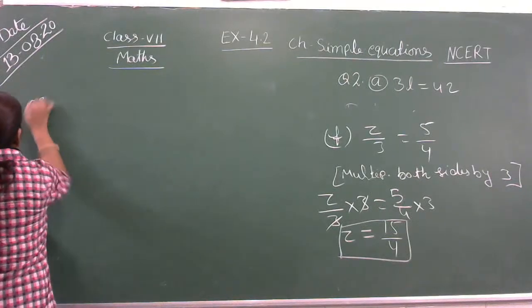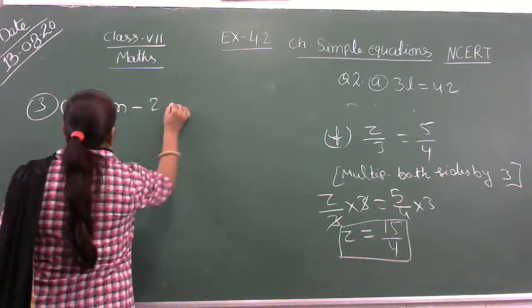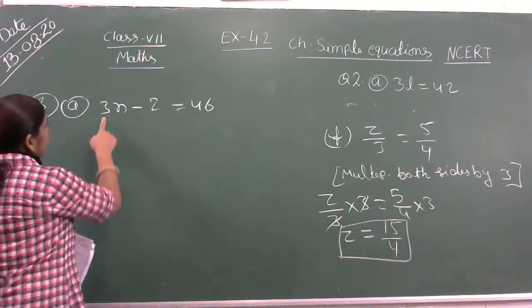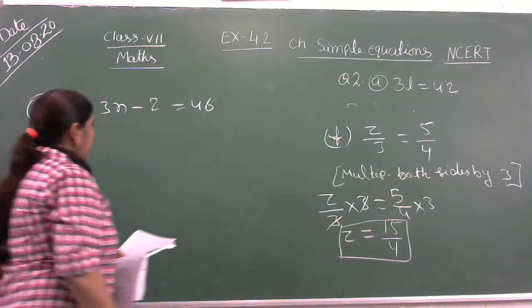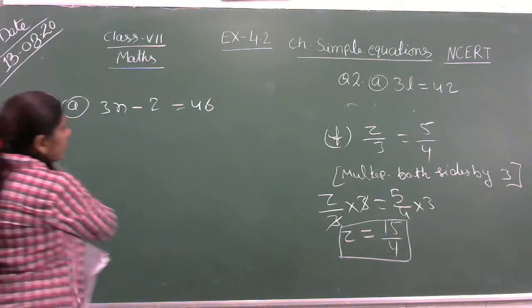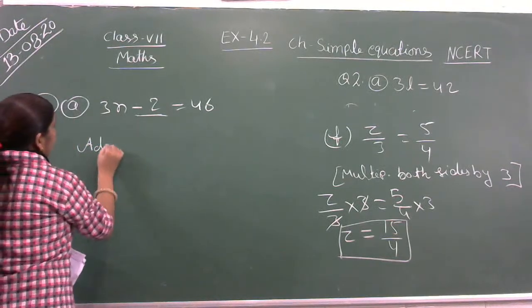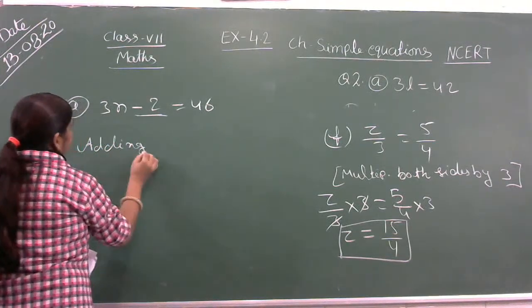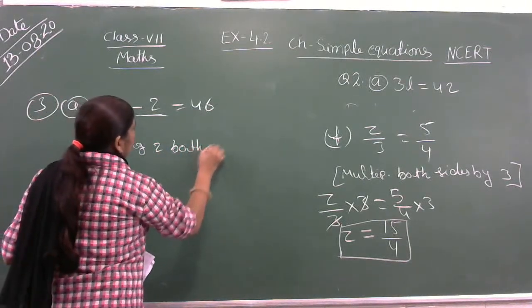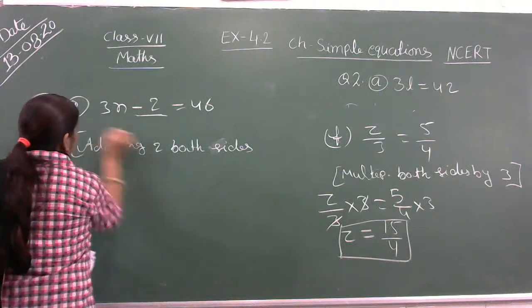So A part, question number 3. Given here, 3n minus 2 equal 46. So what do we do first? Given here minus 2, so first we add 2 to both sides. Okay, adding 2 to both sides.